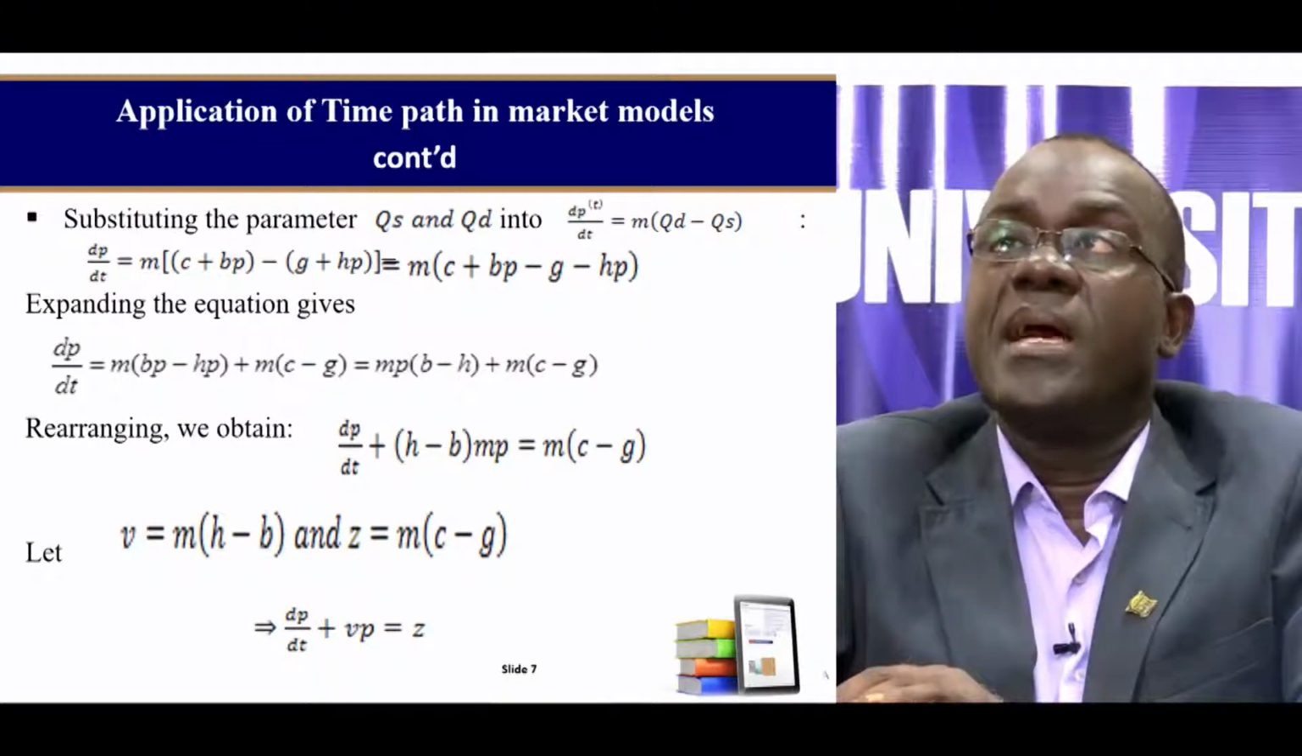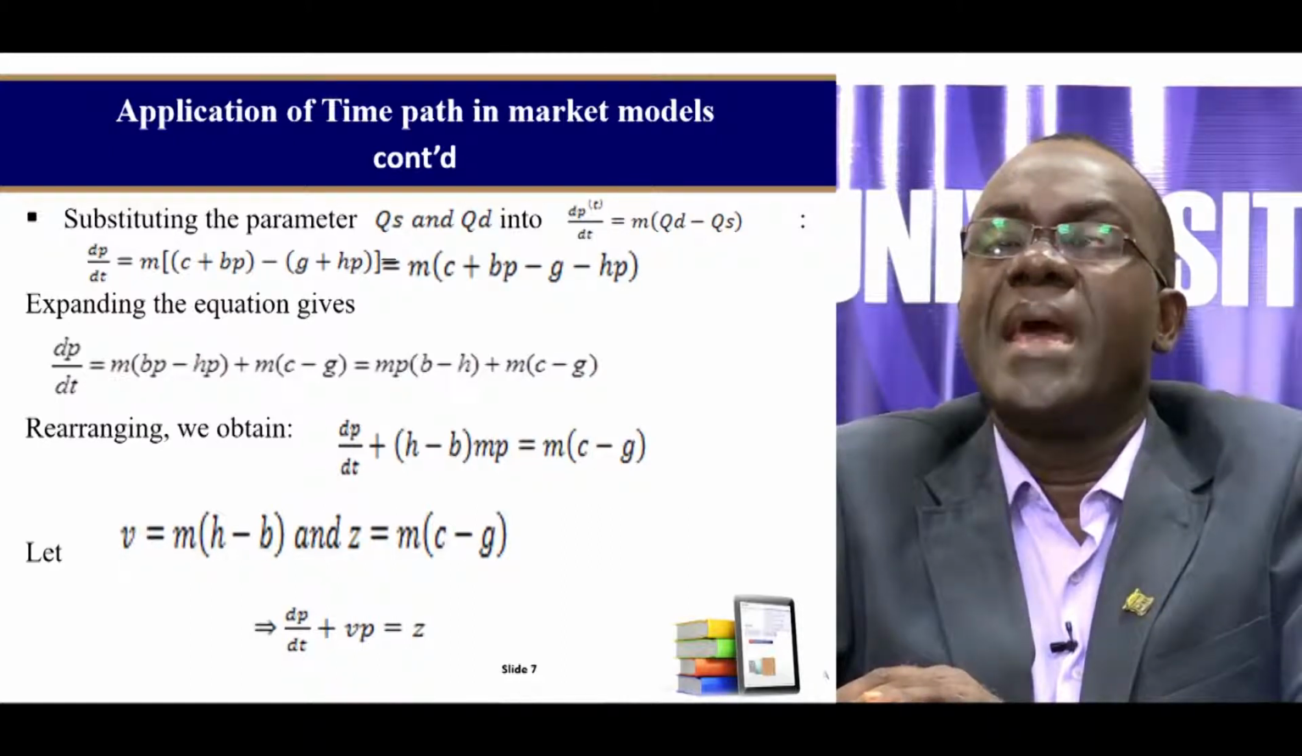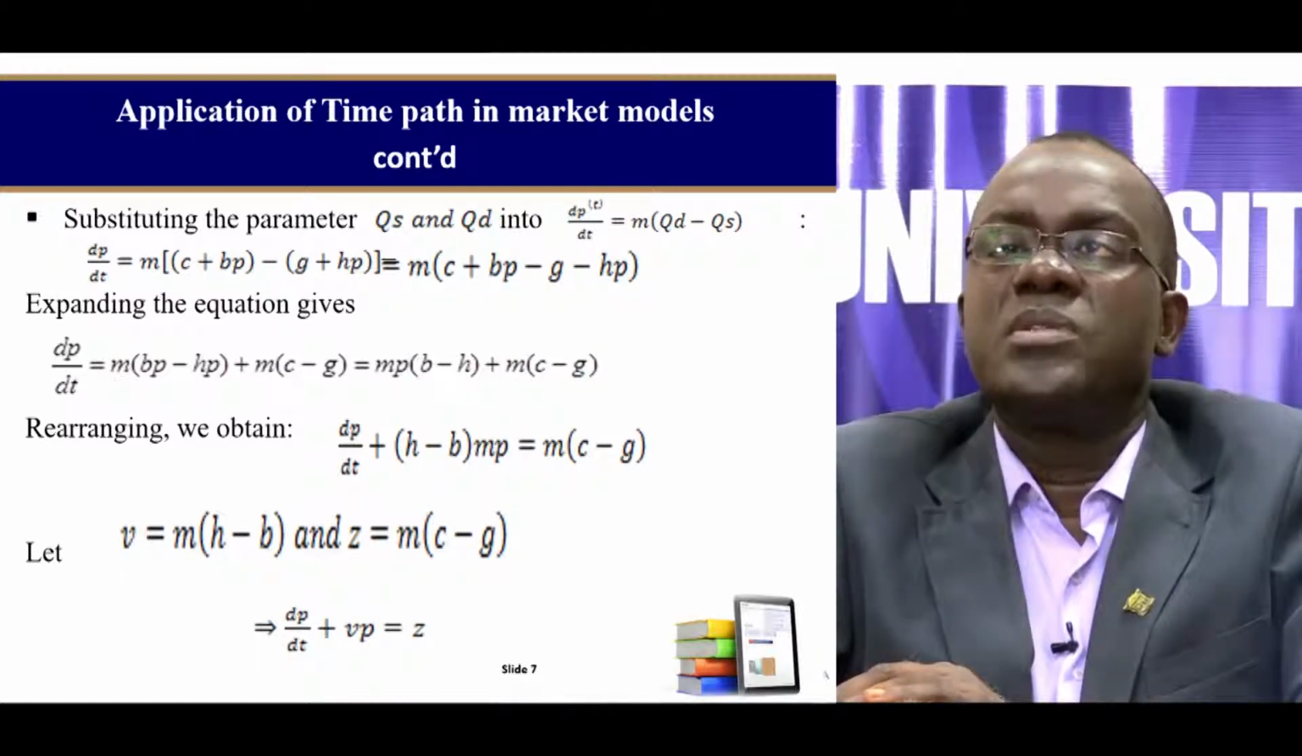Let's be more practical here. In the equation that I set out, if we put in the demand and supply equations that I mentioned earlier and then reorganize them, we get something like this, okay? But further, if we make the substitution that V is equal to what we have standing here, and Z is equal to what is standing over here, we are going to have this.